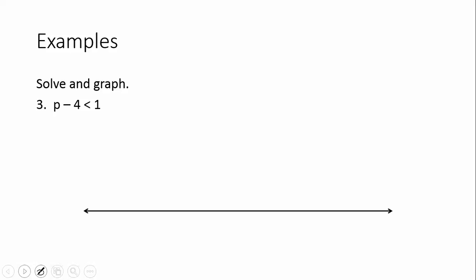p minus 4 is less than 1. So what do we do here to solve the inequality? We add 4 to both sides. So we get p is less than 5. The inequality is solved. We have the variable on the left. Again, we are not including 5, less than, and we shade to the left.